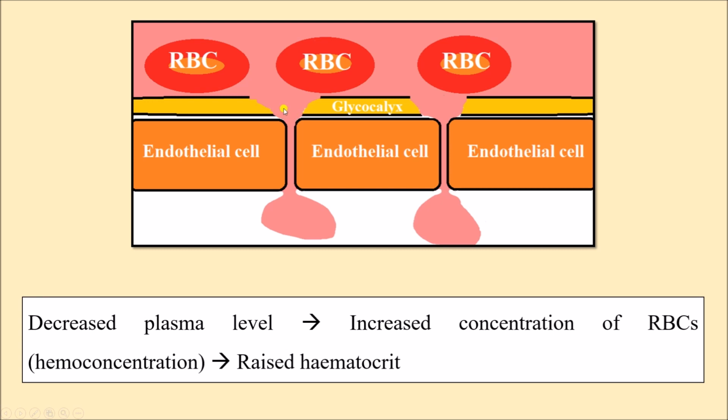All this gap that we have because of the disruption of the glycocalyx layer, the size of the RBC is much larger, and that is why only plasma leakage occurs through these gap junctions in between the endothelial cells. So what happens? There is decreased plasma level because of plasma leakage, but the RBCs cannot come out, and that is why there is a relative increased concentration of RBCs, also known as hemoconcentration. That gives the picture of raised hematocrit. So that is how we get raised hematocrit in dengue, especially when the plasma leakage occurs.